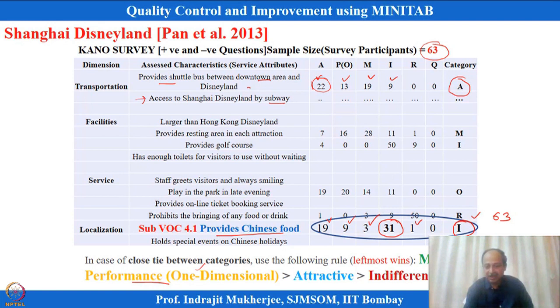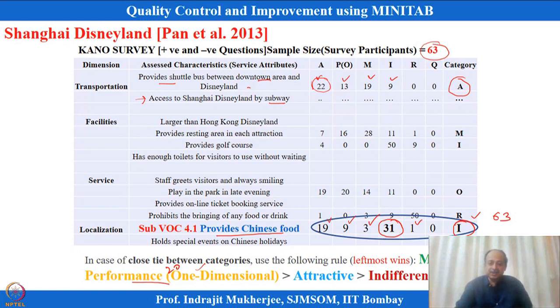So, let us say somebody has responded 20 over here, and performance category also 20. Which category will it fall in? It should be in the must-be category, because must-be should be given priority as compared to performance. I am going one level down out of this. In this case, I will not go one level up, I will go one level down over here. So, the must-be category should be prioritized like that.